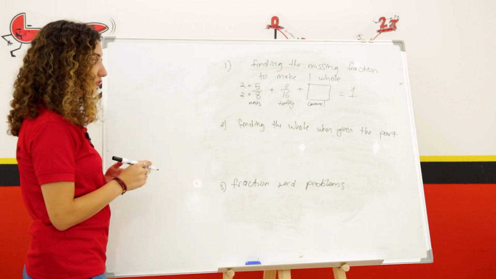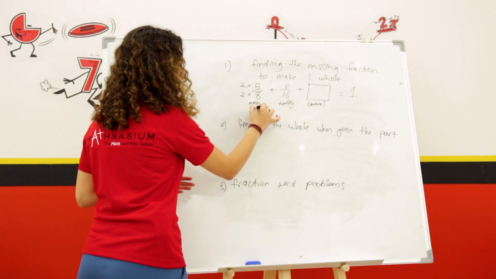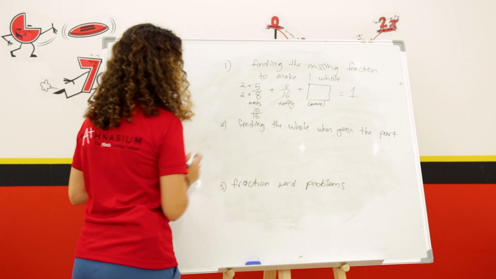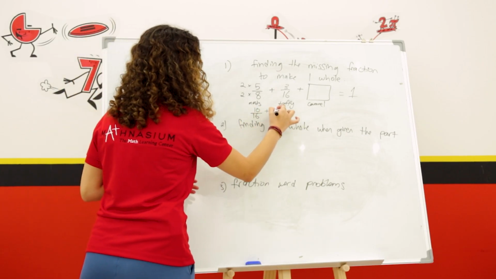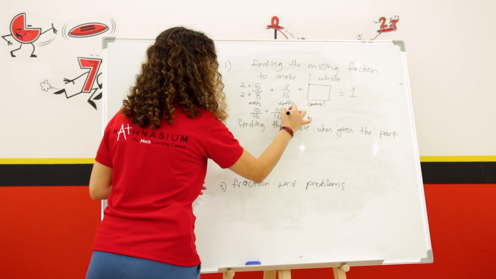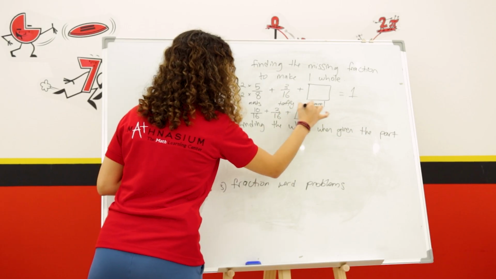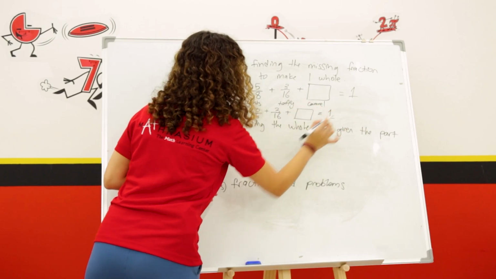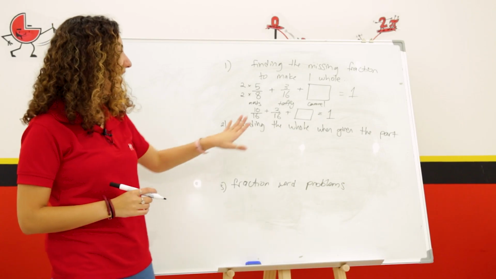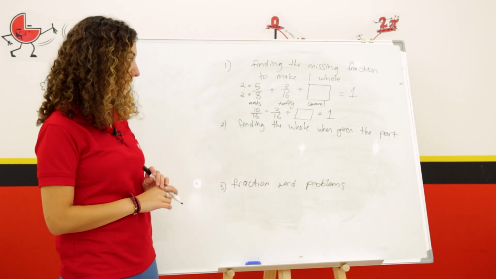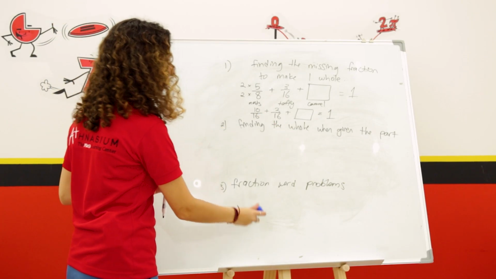So the equivalent fraction would be 10/16 plus 3/16 plus something gives me one whole. If I add these two fractions, I'm going to get 13/16.